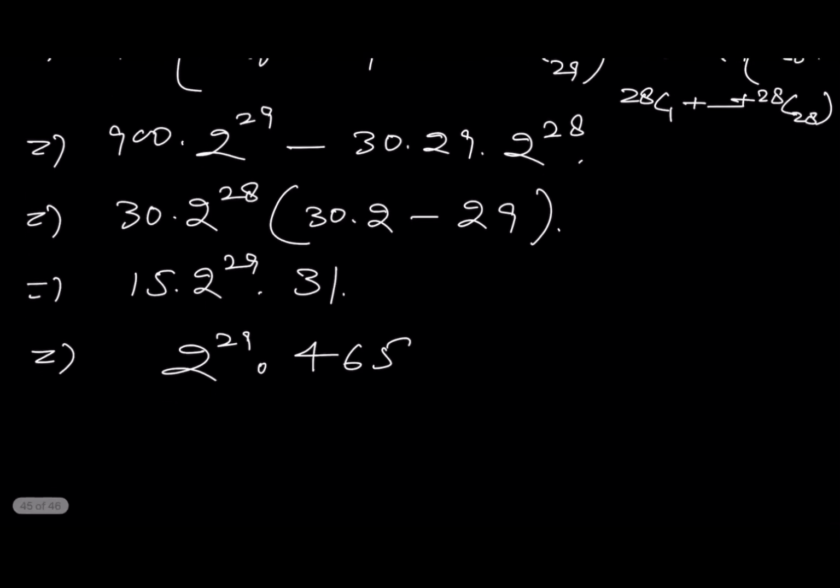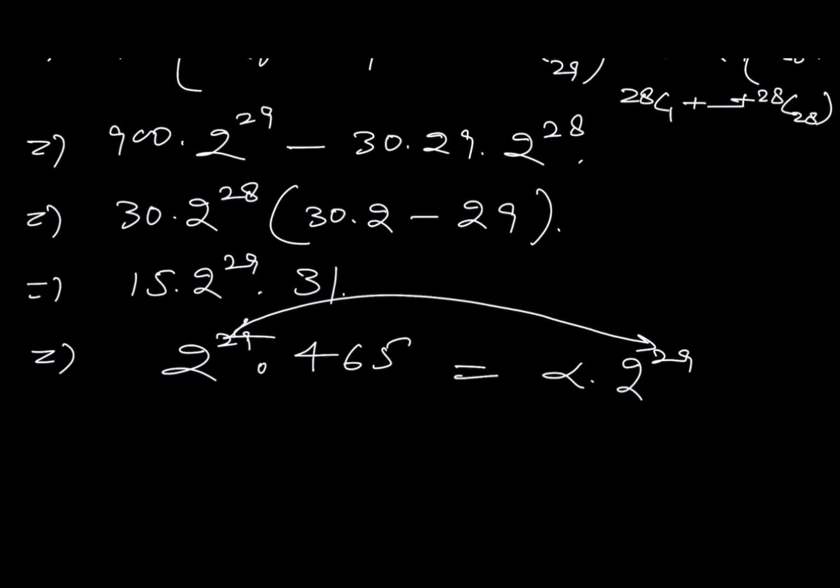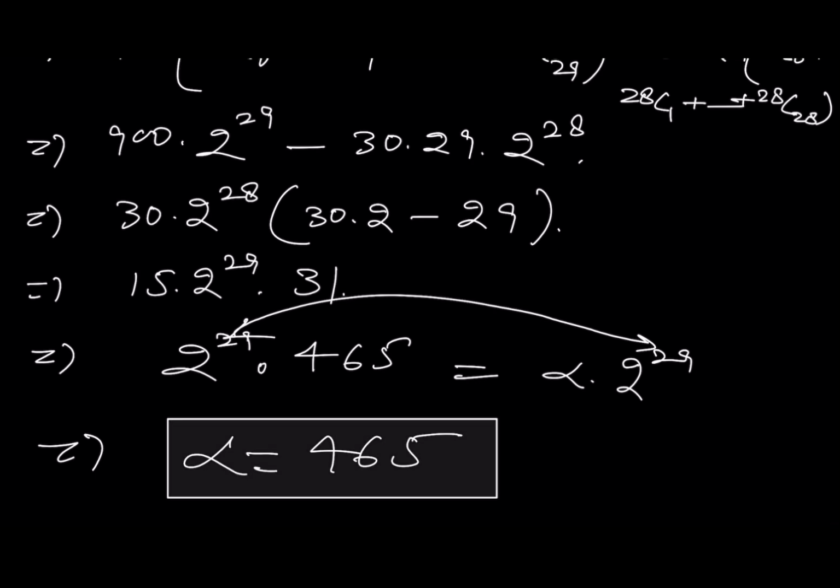It is given that this summation is equal to alpha into 2 to the power 29. So this is matching, and the other factor must be 465. So this is the answer.